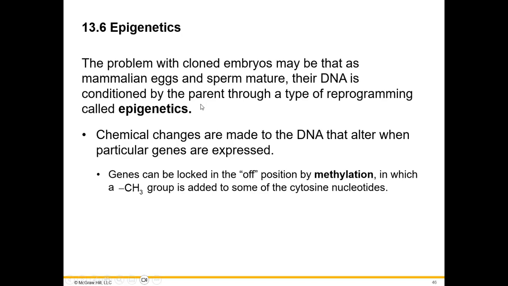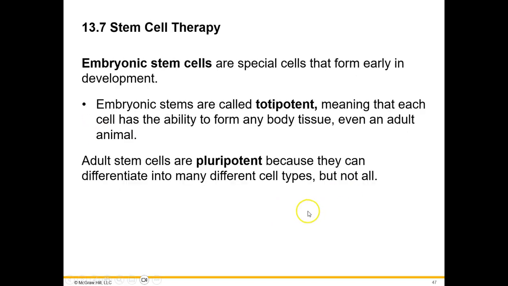But a problem with cloned embryos could be that as mammalian eggs and sperm mature, their DNA is going to be conditioned by the parent through a type of reprogramming called epigenetics. And then chemical changes are made to the DNA that alter when particular genes are expressed. So genes can be locked in the off position by methylation, where a methyl group has been added to some of the cytosine nucleotides. And these could cause problems.